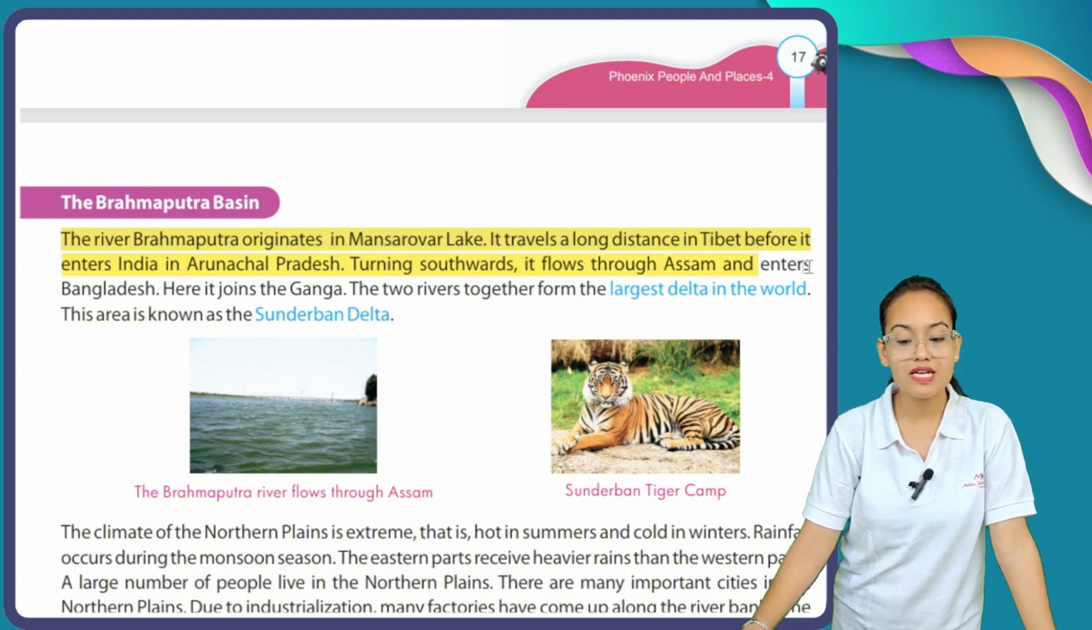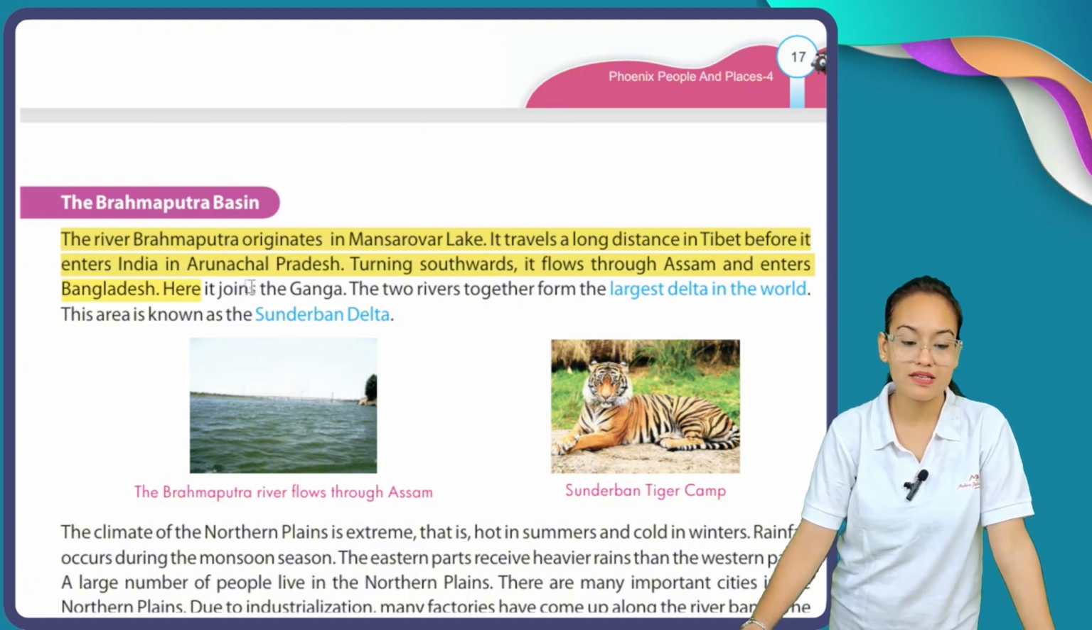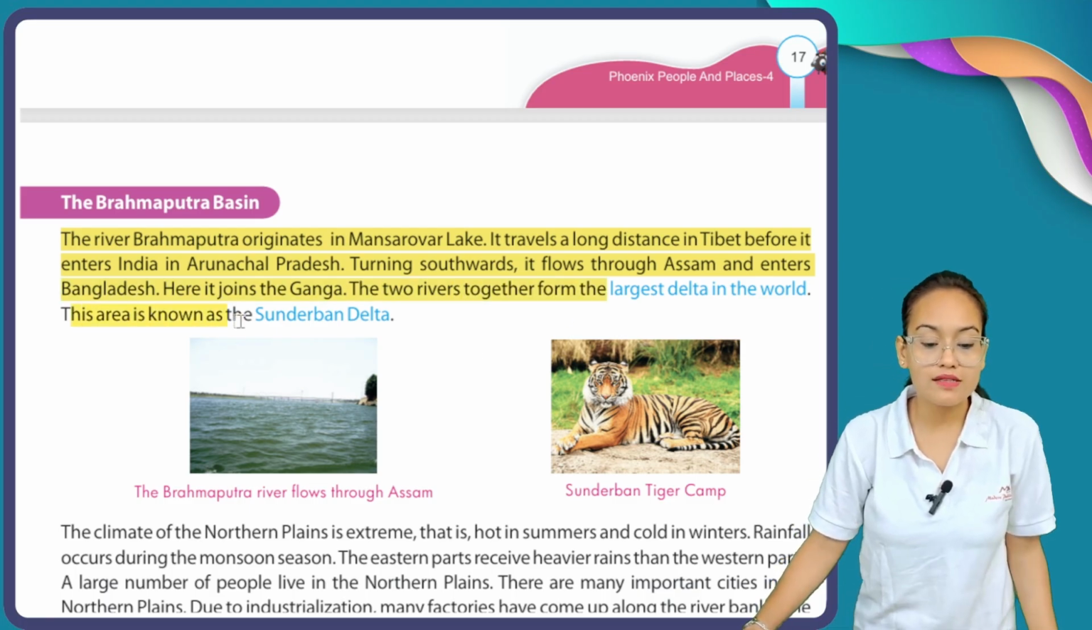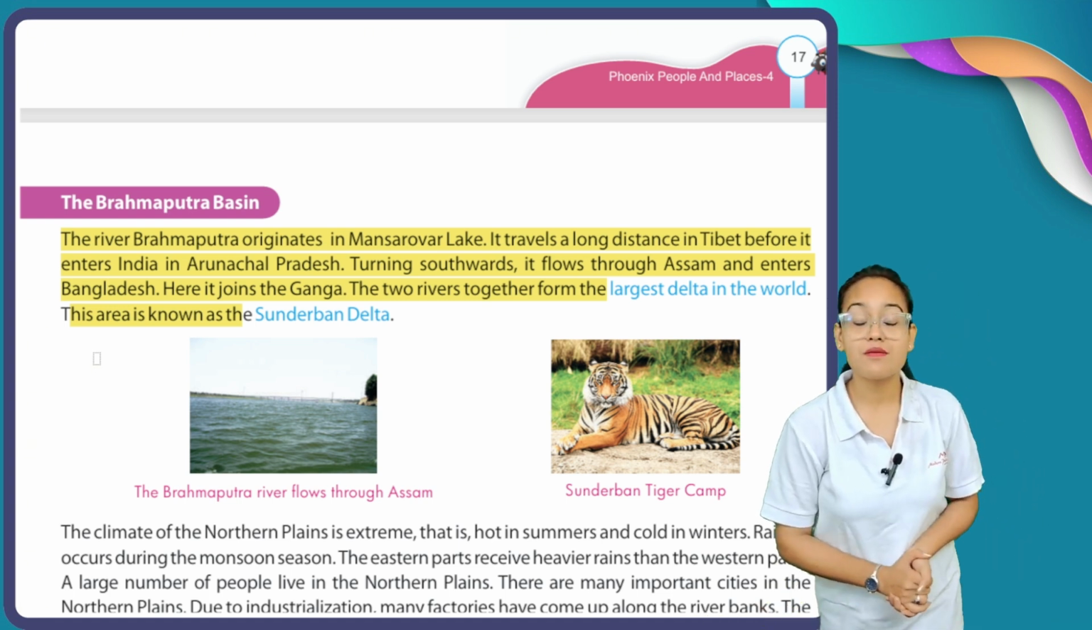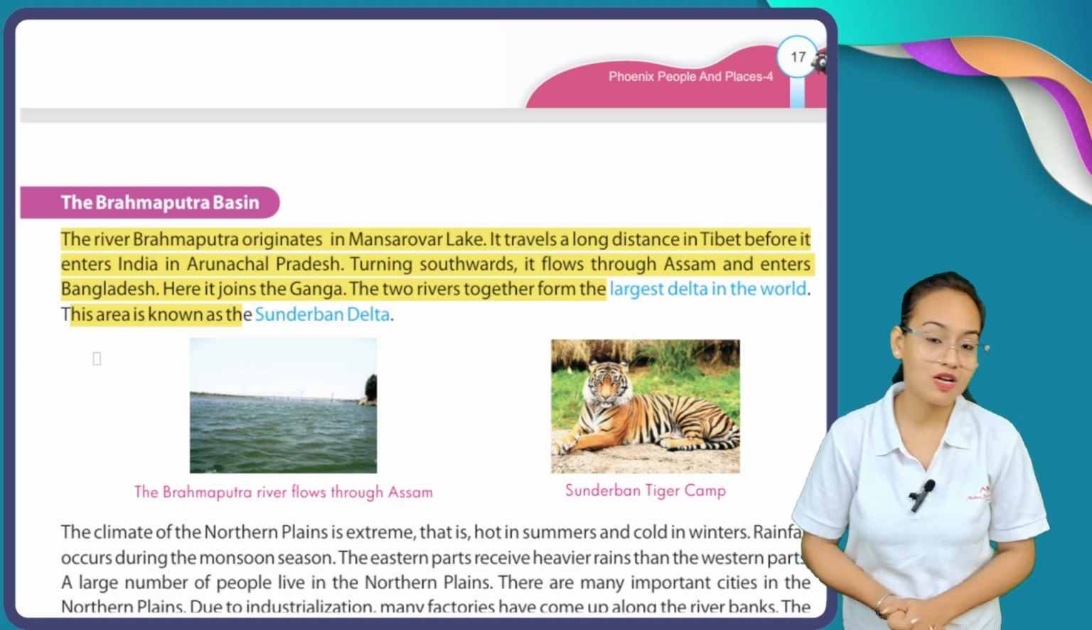Turning southwards, it flows through Assam and enters Bangladesh. Here it joins the Ganga river. The two rivers together form the largest delta in the world. This area is known as the Sundarban Delta. Now see, my dear students, after the Ganga basin, the Brahmaputra basin comes.